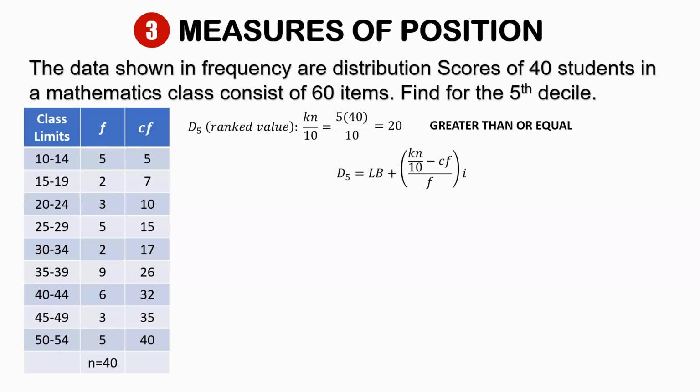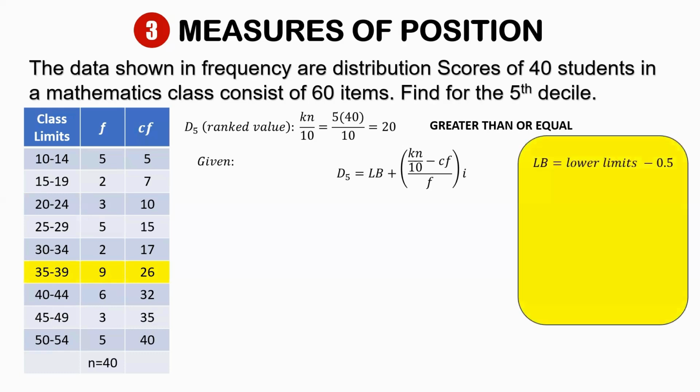So what do you think will be the rank value we are going to look for here? That is highlighted in yellow. That is 35 to 40, the class limit, the frequency is 9, and the cumulative frequency of that row is equal to 26.